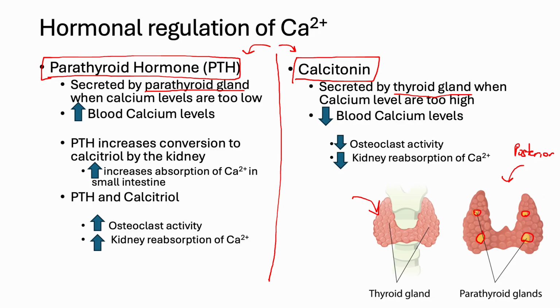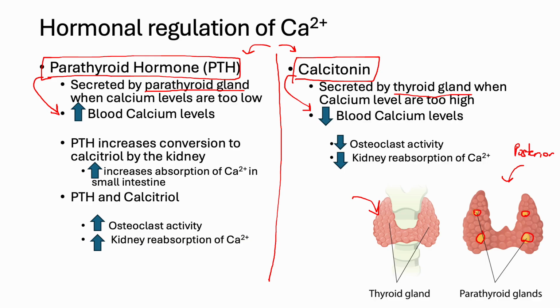Now, as I mentioned, these 2 hormones are antagonistic. The parathyroid hormone is responsible for increasing blood calcium levels. Calcitonin is responsible for decreasing blood calcium levels. So in other words, when the blood calcium level gets too low, that's going to trigger the parathyroid to produce the parathyroid hormone, which we'll talk about how this actually increases blood calcium levels. Opposite, when the calcium levels are too high, that's going to trigger the thyroid gland to produce calcitonin, which will help bring those calcium levels back into homeostasis.